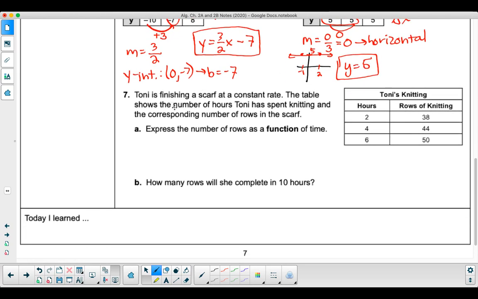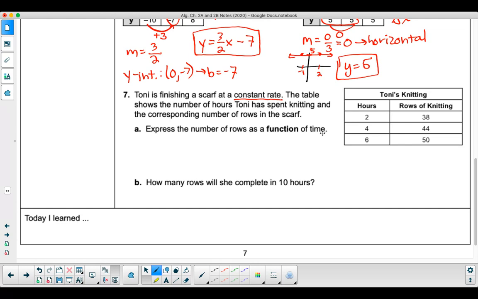All right, let's look at a word problem now. This is going to be our third learning target. Tony is finishing a scarf at a constant rate. So that's going to be our hint for these linear equations, constant rate. The table shows the number of hours Tony has spent knitting the scarf and the corresponding number of rows in the scarf. Express the number of rows as a function of time.